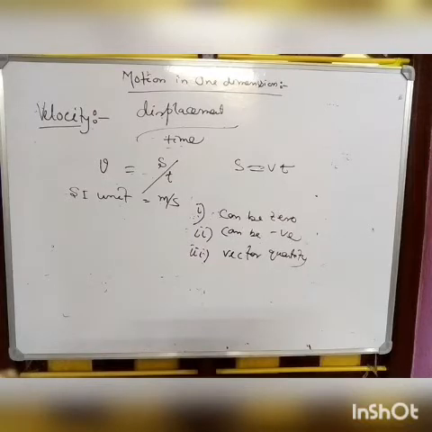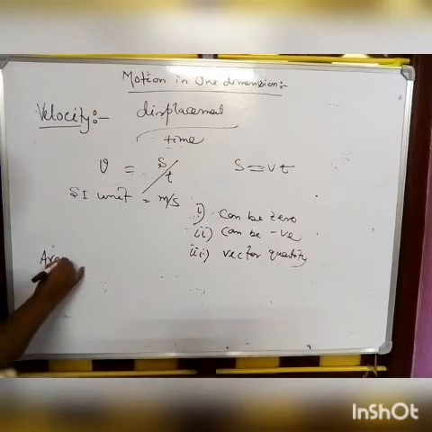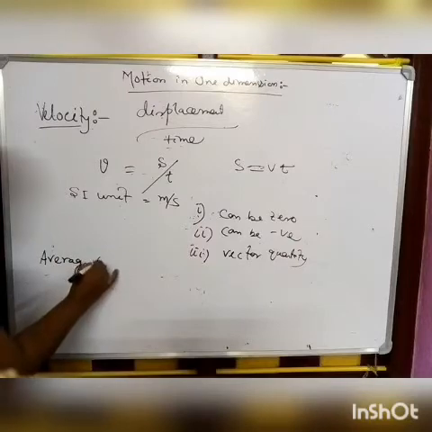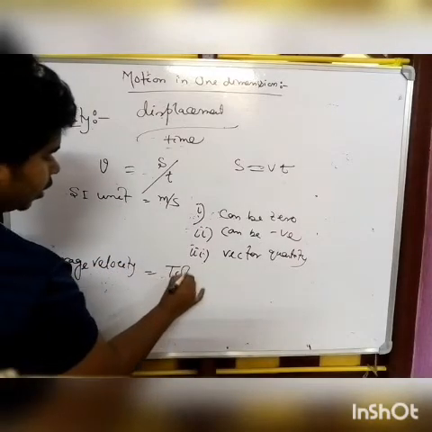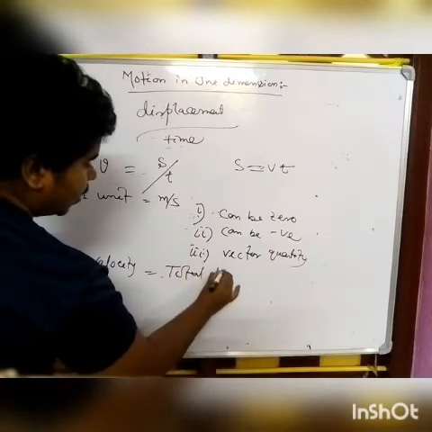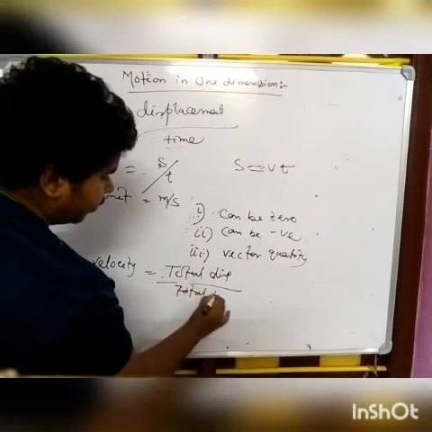Speed cannot be zero, velocity can be zero. Speed cannot be negative, velocity can be negative. Speed is a scalar quantity, velocity is a vector quantity. If I am talking about average velocity, like average speed, if I want to find out the average velocity, that is basically total displacement upon total time.